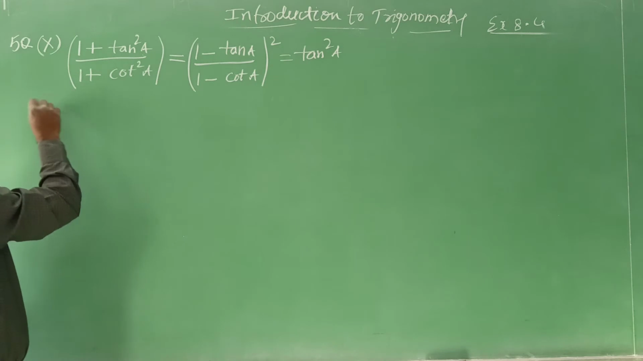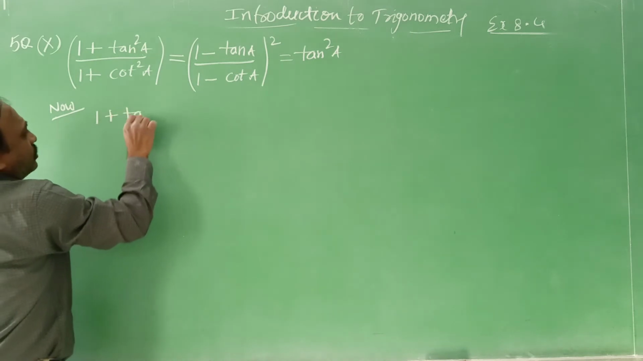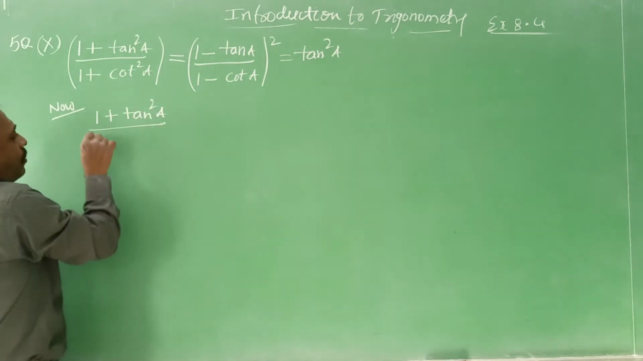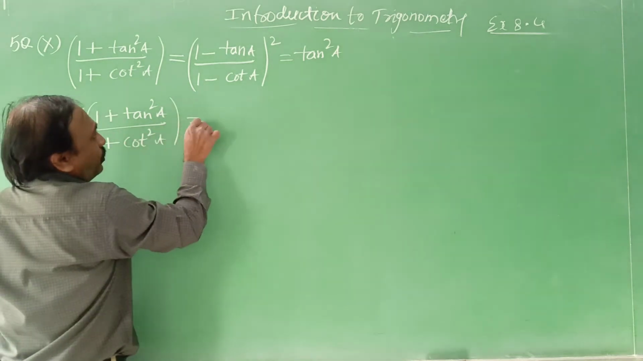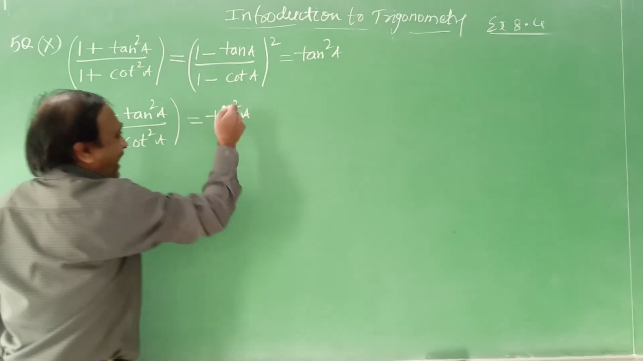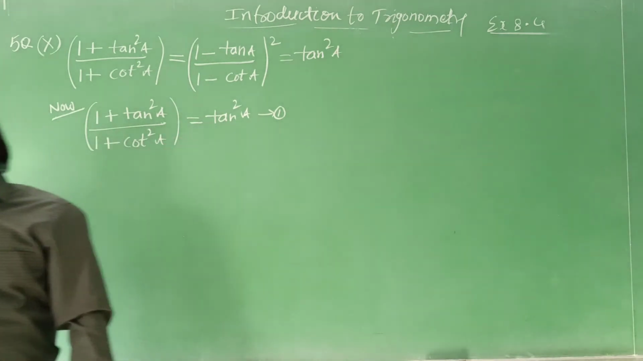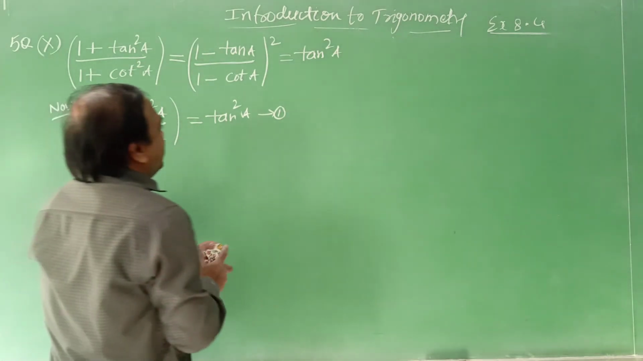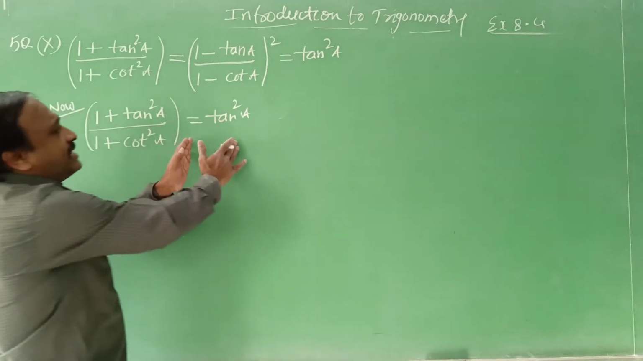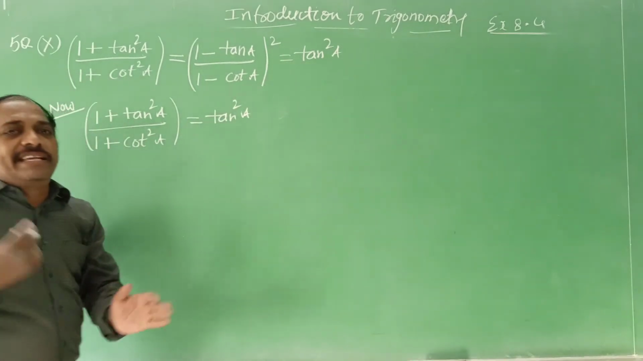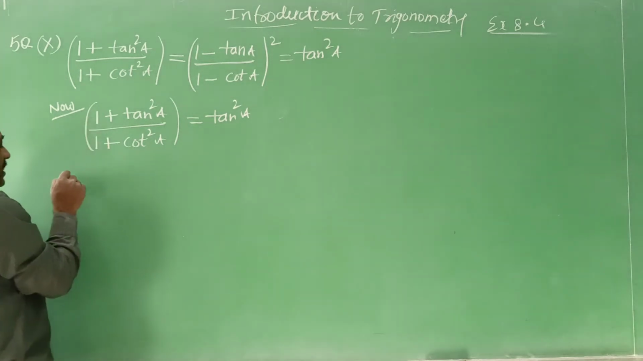So now, look at this: 1 plus tan square A by 1 plus cot square A. If you prove that these two are equal, that it comes to tan square A, let this be equation 1. We are proving that it is going to be equal. If we prove from this that this part equals this part, then we can conclude that all three are equal.